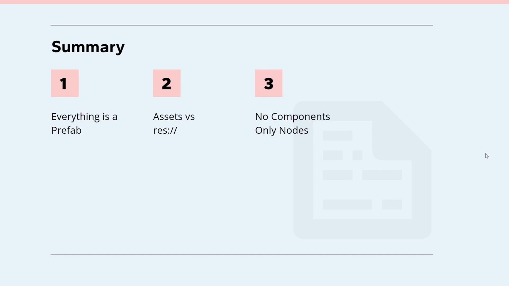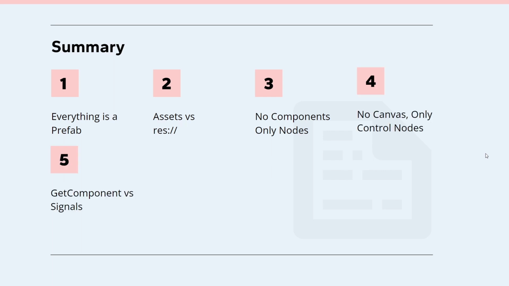Okay, as a quick summary, the main concepts I just outlined are: everything is a prefab, i.e. nodes replace game objects but operate more similar to prefabs. You use resources instead of assets, and you need to both load a resource and then add that loaded resource to a node. In Godot, there are no components, only nodes, or, as I said, there's a node for that. There's no canvas, just control nodes. Instead of getComponent, Godot uses signals, as well as using groups instead of tags.